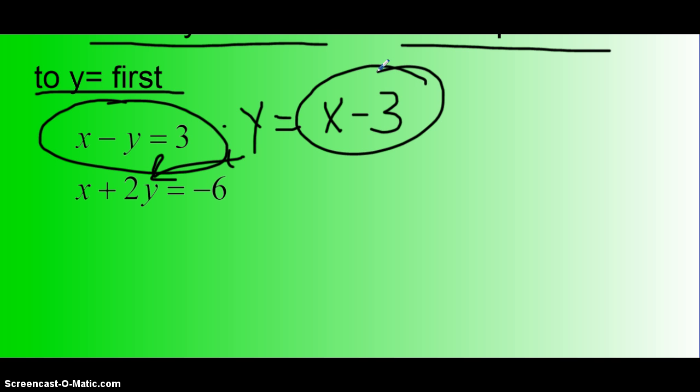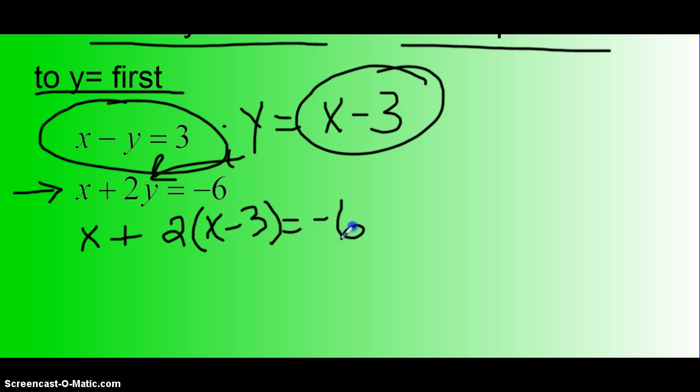So now I've got this new equation that I'm going to write using this equation. I've got x plus 2 times y, well, we said y is x minus 3, is equal to negative 6. Now, I have to do the distributive property before I can actually solve or combine anything, because I've got this 2 times x minus 3. So using the distributive property, I've got 2 times x, which is 2x, and I've got 2 times negative 3, which is negative 6, still equal to that negative 6.